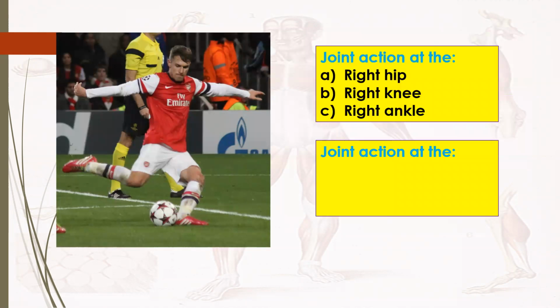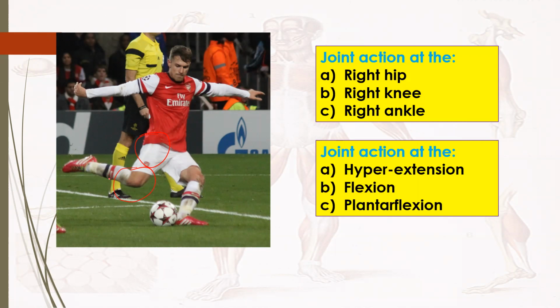Okay, so the joint actions, the right hip, that is hyperextension. So if you look at that right hip area, it's moving backwards. That's an increase in the angle of the joint beyond 180 degrees here. Right knee, that is flexion. So that's a decrease in the angle of the joint. And then the right ankle is plantar flexion. It's the pointing of the toes away from the knee. Make any corrections you need to do before moving on, please.